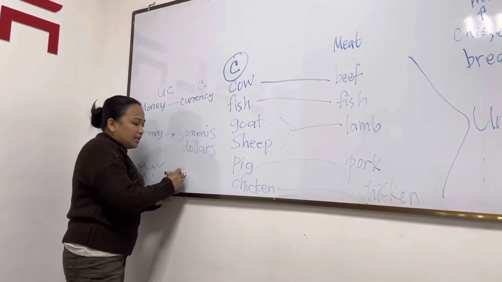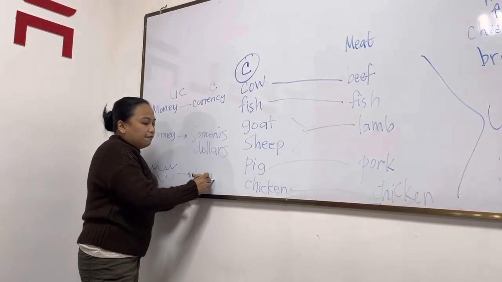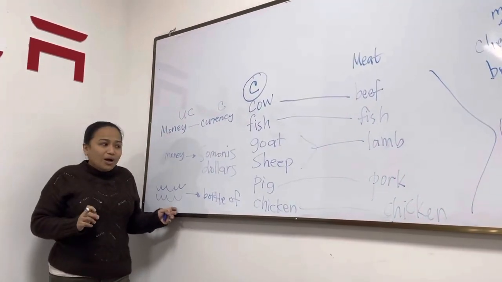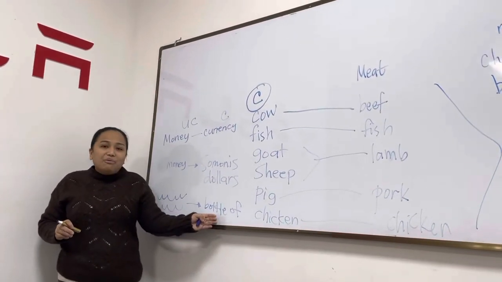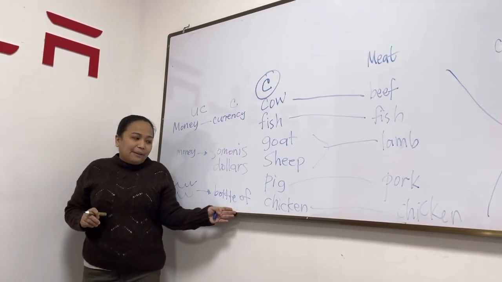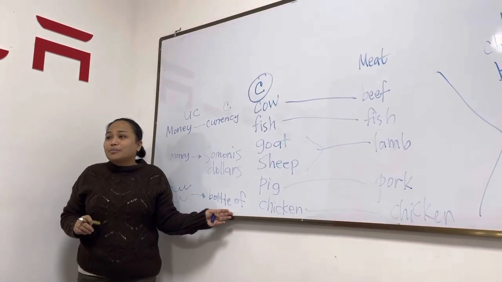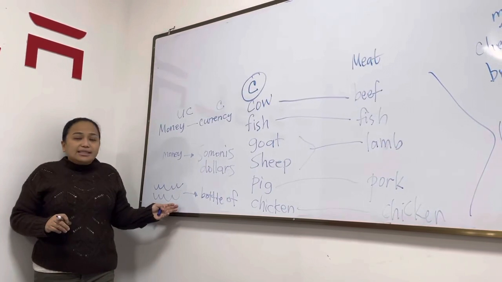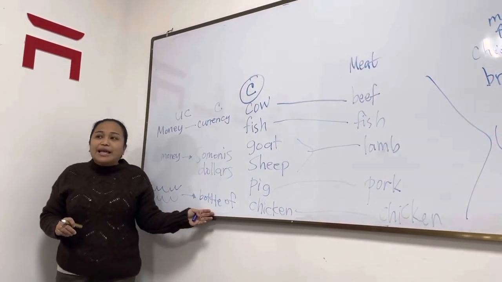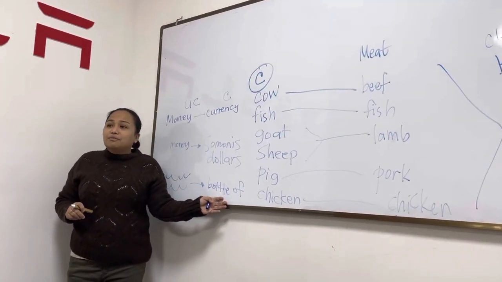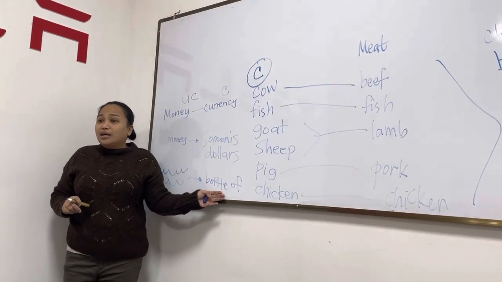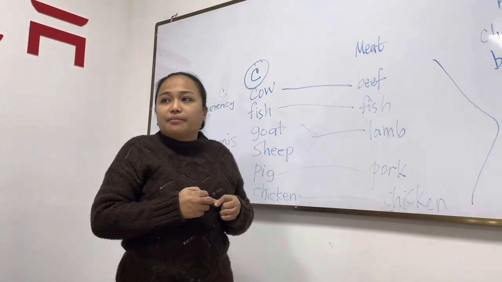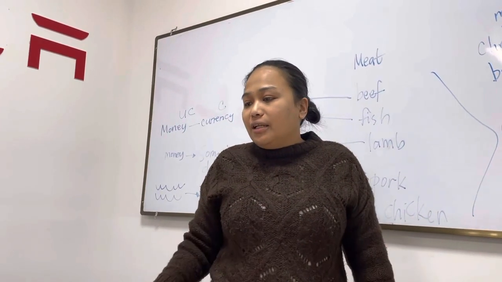For example, a bottle of water. Water is uncountable. If I want to make it countable, I will say bottle of water. Wine, beer. It's uncountable. If I want to make it countable, I will say a bottle of wine, a bottle of beer. Did you understand? Okay. No question? Okay. Next topic.